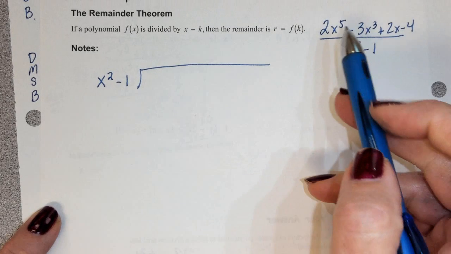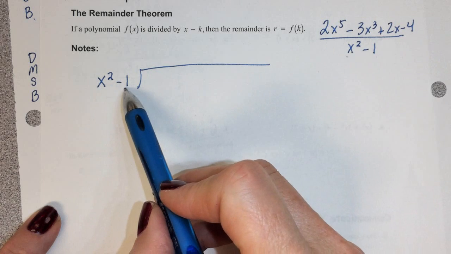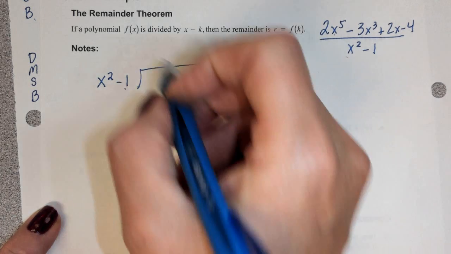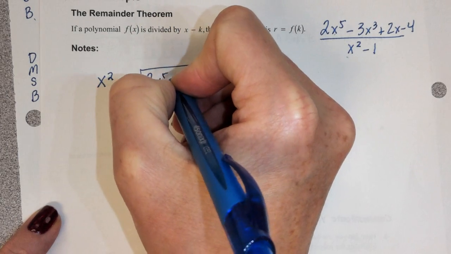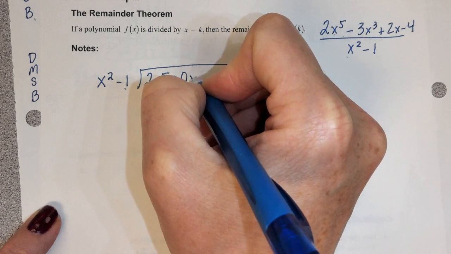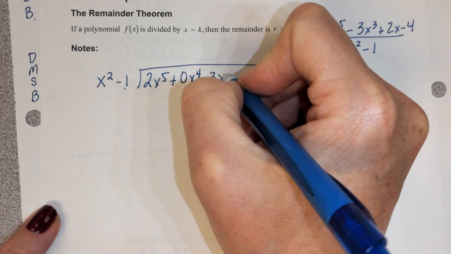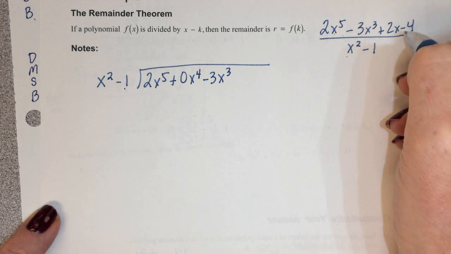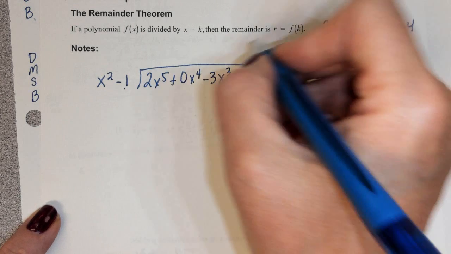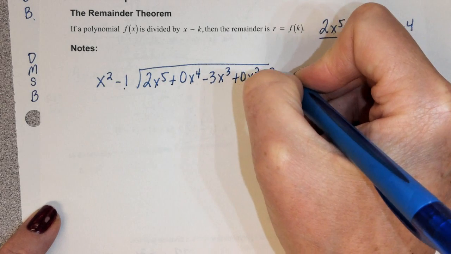Here's what I want to show you. It doesn't matter that this is x squared minus 1, that's fine. But this one is going to be a bit of a problem because I'm going to have to put 2x to the 5th, but I don't have an x to the 4th term, so I'm going to put in a 0x to the 4th. The reason why is because I might have to subtract from an x to the 4th. What else am I going to have to put in there? Right, I'm missing an x squared term, so I'm going to put it in there just in case. We may not need it, but we might.